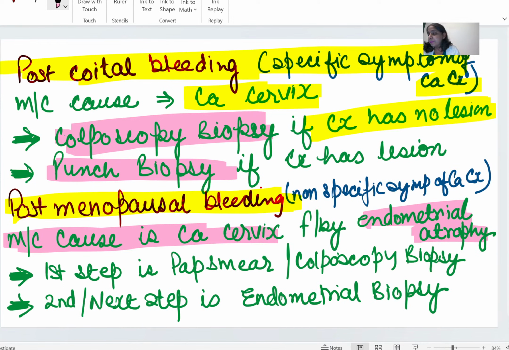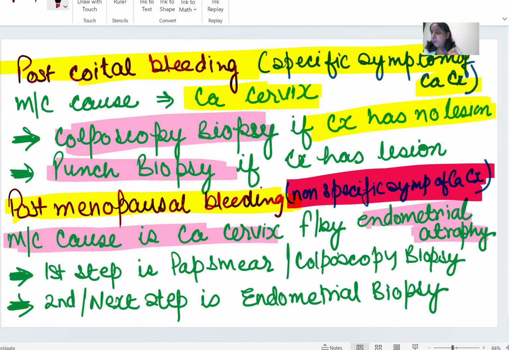Okay, first step is pap smear or colposcopy biopsy, even in the case of postmenopausal bleeding. If a patient comes to you, even in the case of postmenopausal bleeding, the first step is pap smear or colposcopy biopsy. Why are we writing pap smear here? We haven't written it for post-coital bleeding because postmenopausal bleeding is not a specific symptom of CA cervix. So either we will do pap smear or colposcopy biopsy depending on the PV finding.